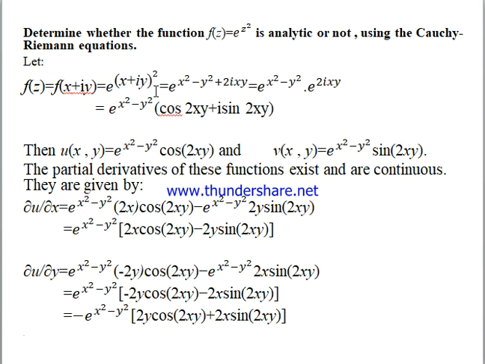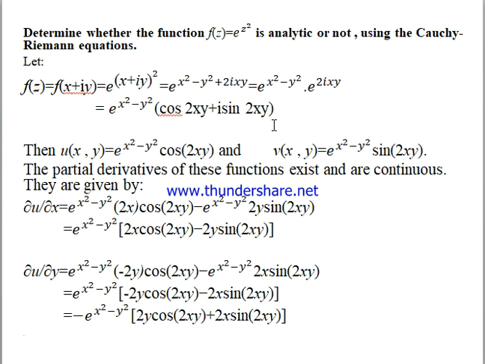Then we can separate the real and imaginary parts by using the expansion of (x + iy) squared, that is e^(x² - y² + 2ixy). This can also be written as e^(a+b) = e^a · e^b. Here in place of a we have x² - y², that is e^(x² - y²) · e^(2ixy). The e^(iθ) formula is cos θ + i sin θ. Here in place of θ we have 2xy. So we can write e^(x² - y²)(cos 2xy + i sin 2xy).